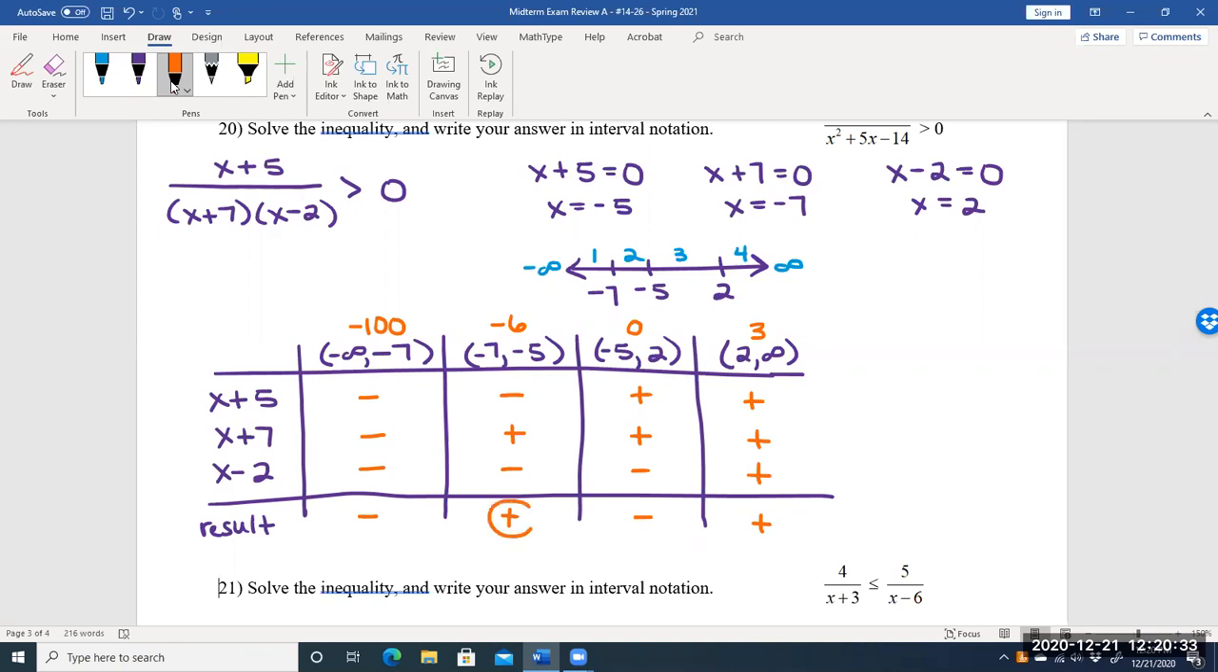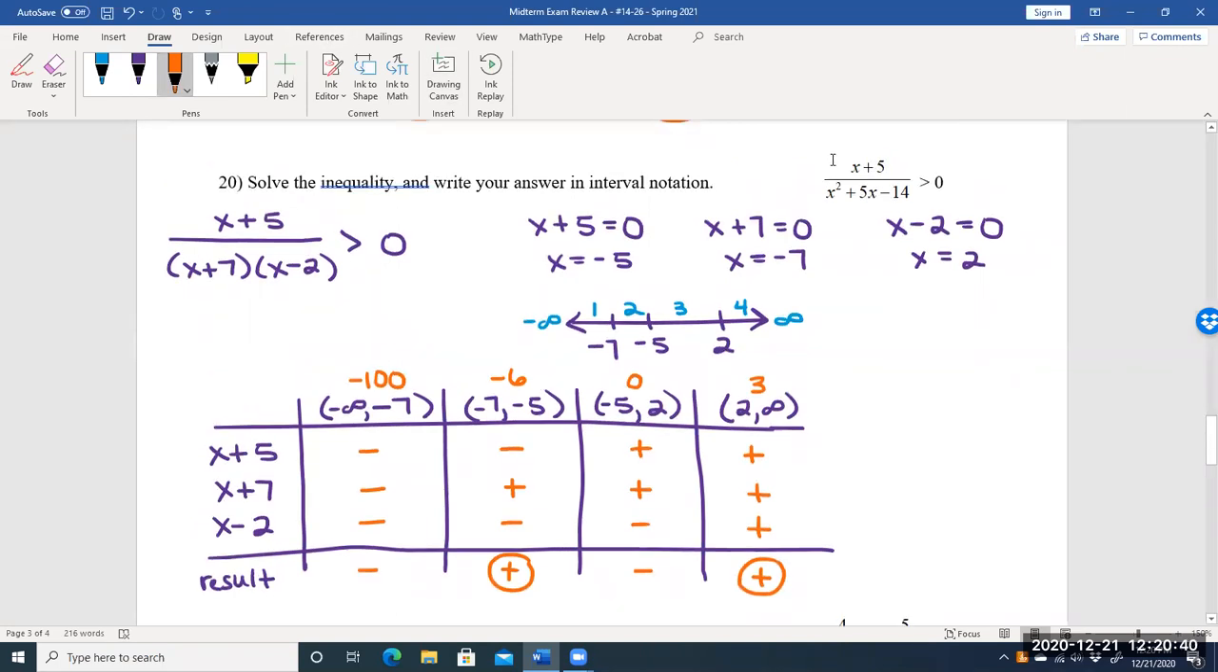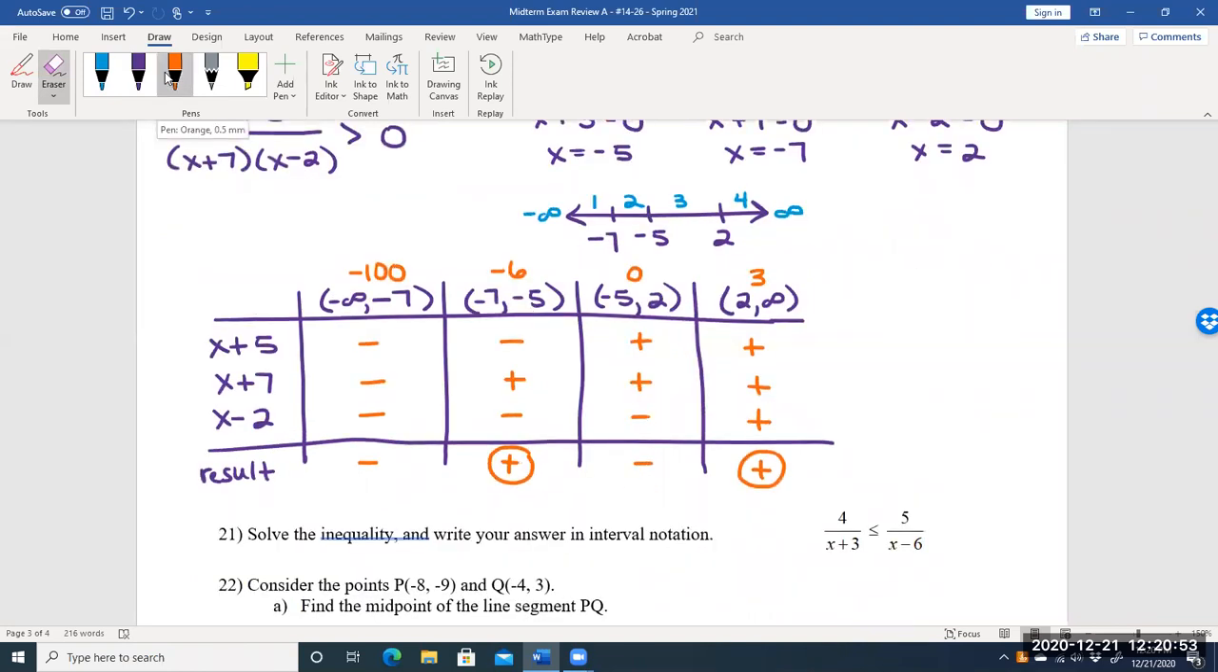I am going to pick the positives again, and that's because my inequality symbol is a greater than. I want this quotient here to be greater than, sorry, just greater than 0. And so that's why I chose the positive results. Final answer would be the union of the second interval and the fourth interval.